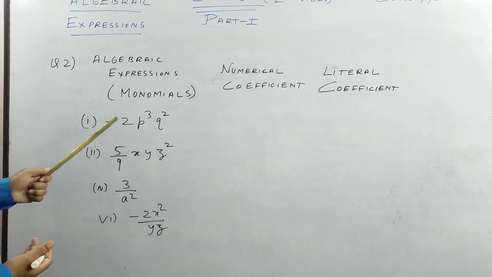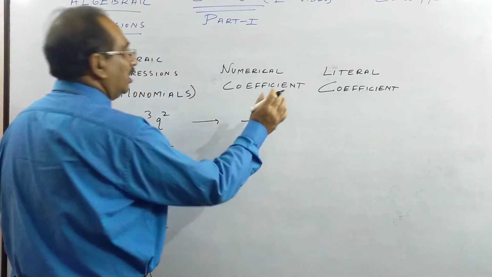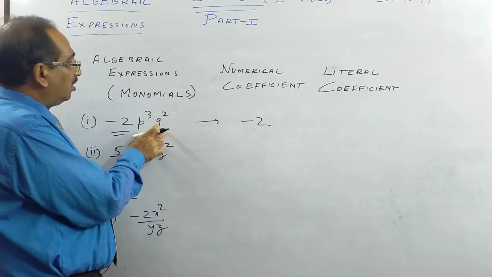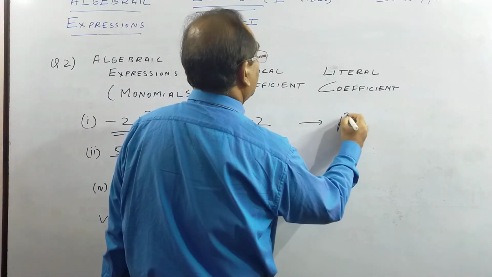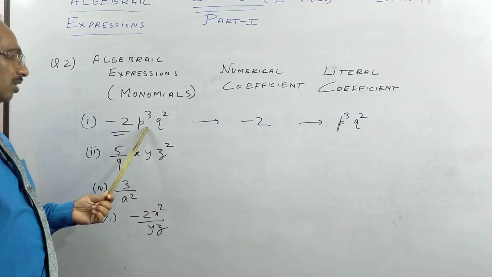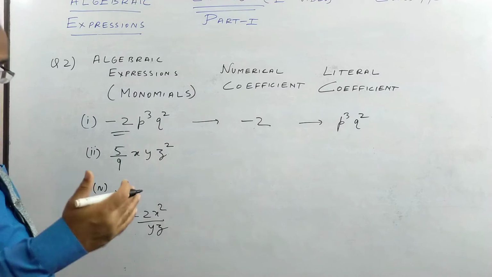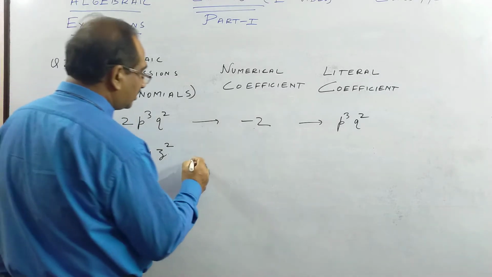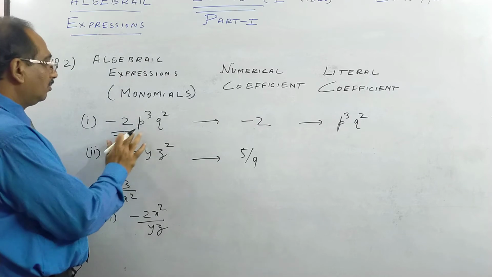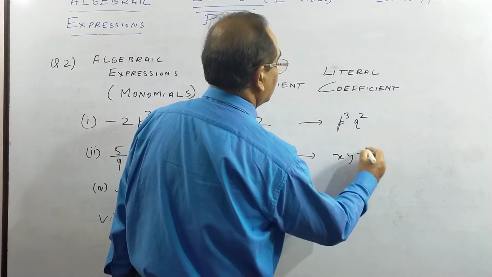So here we go. Numerical means number, if you see. So what is the number here? -2. Literal comes from literature, language, English. Alphabets basically we can call. So what are the alphabets here, children? p cube, q square. So this is the numerical coefficient, what numbers you have. And what are the alphabets? English language letters. Those are called literal. You can understand, like literature we have words only, not numbers. So this is 5 by 9, children, numerical. Okay. And what is the literal? Literal is x, y, z square.